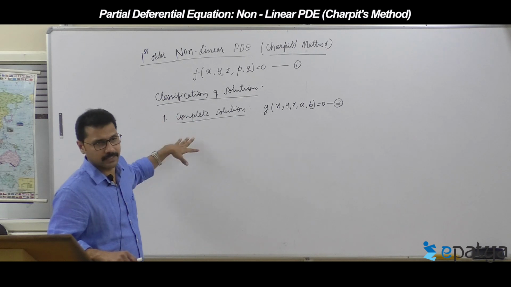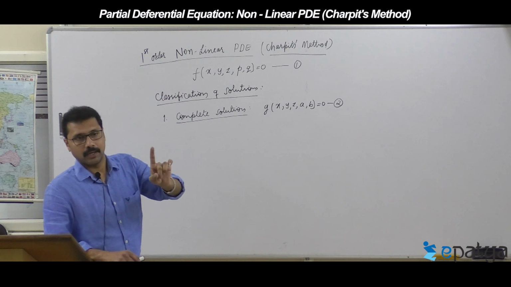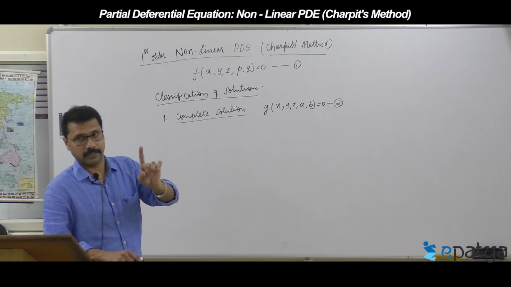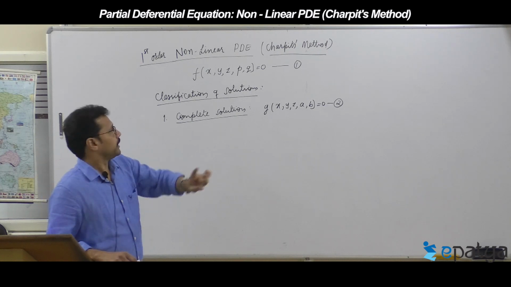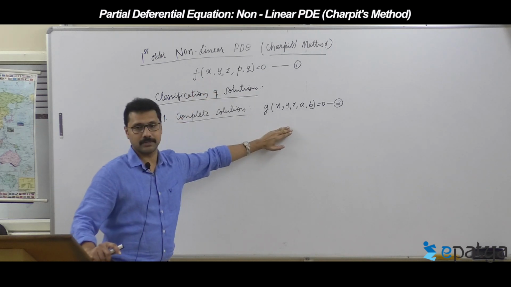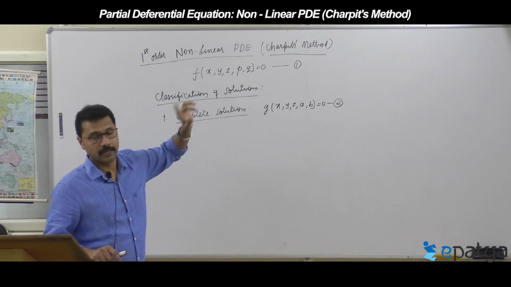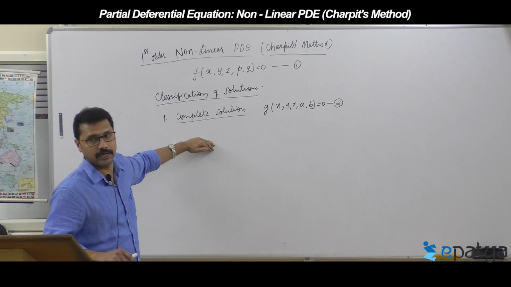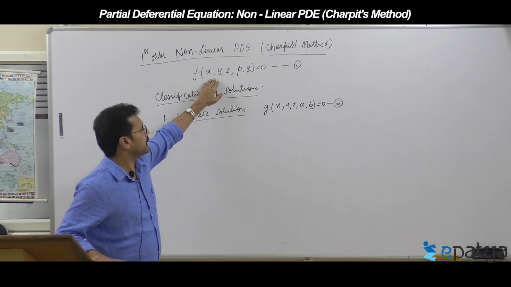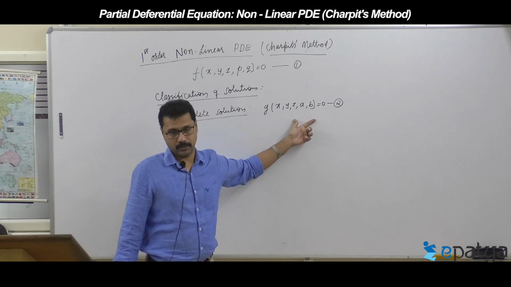Even in ODE we discussed a similar kind of thing. In ODE, since it was only one independent variable, depending upon the order of the differential equation, we will have that many arbitrary constants in its complete solution. But in the case of PDE, since I have more than one independent variable, as of now two independent variables, my complete solution in the case of first order will have two arbitrary constants.